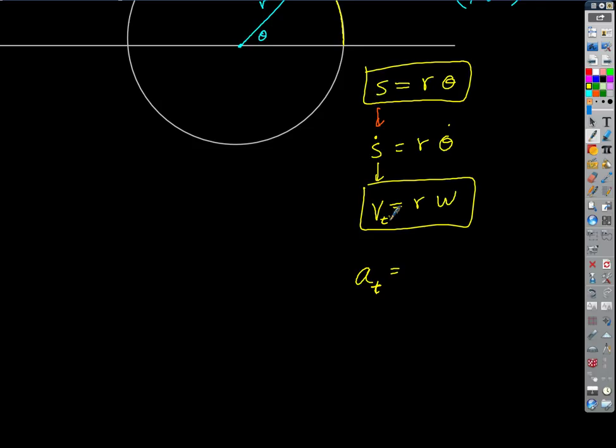Well, that's acceleration, right? And that's equal to my constant r times alpha. What's the derivative of omega with respect to t? That's alpha, isn't it? And from a calculus perspective, that makes sense, right? So look at those relationships that we get.